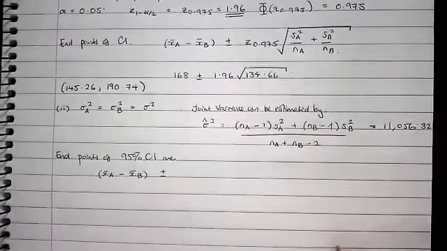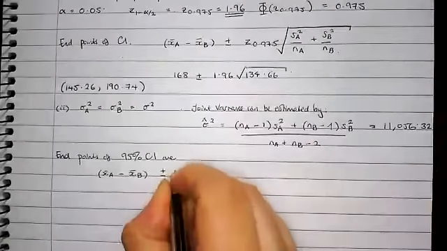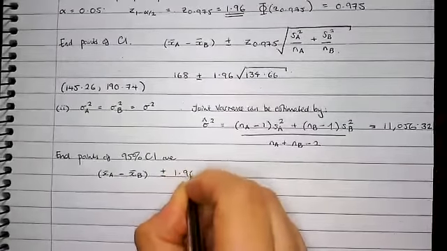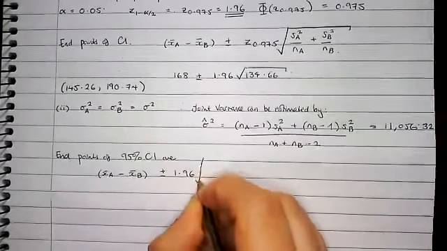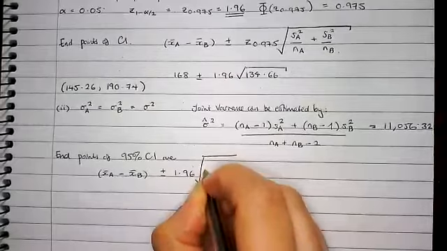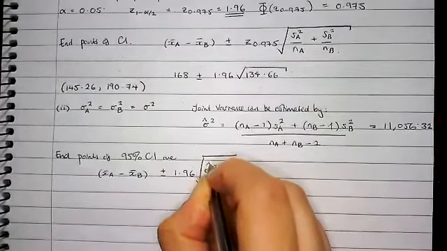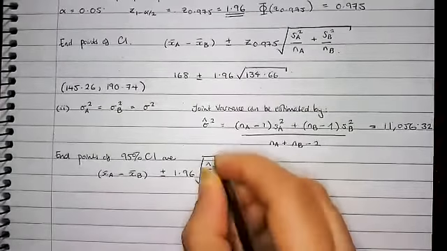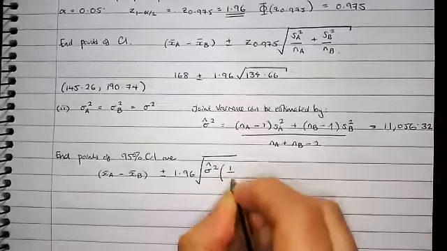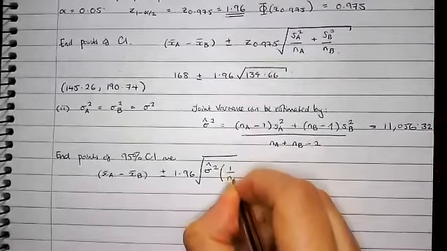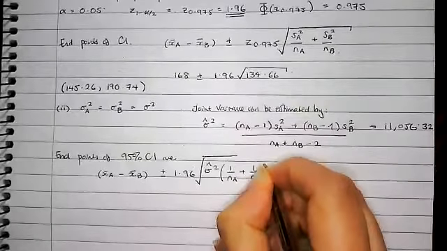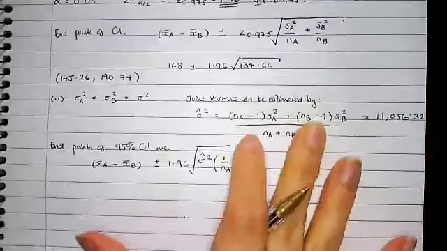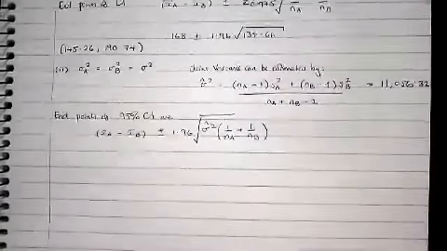SB into this formula, which would hopefully have given you 11,056.32. And then here we've still got 0.196 because it's still a 95% confidence interval, but what we want to be putting under the square root term is, first of all, the estimator for the joint variance, this one, and then I'm going to be multiplying that by 1 divided by NA plus 1 divided by NB.